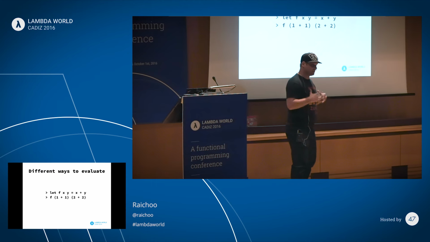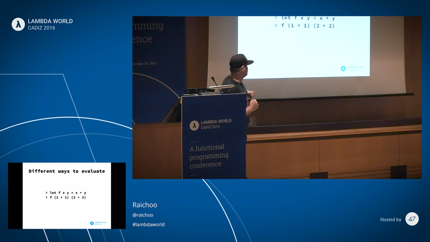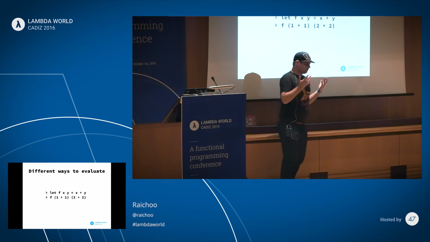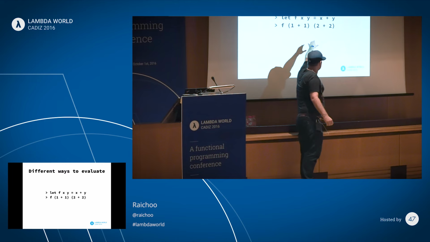So I want to look at a very, very simple function here. We define a function, f. It takes two arguments, x and y, and it just adds them together. In the next line, we're going to use that. So we're not passing values here. These are just computations that I'm going to pass to this function. So this is 1 plus 1 and 2 plus 2. OK, good enough. Fairly simple.